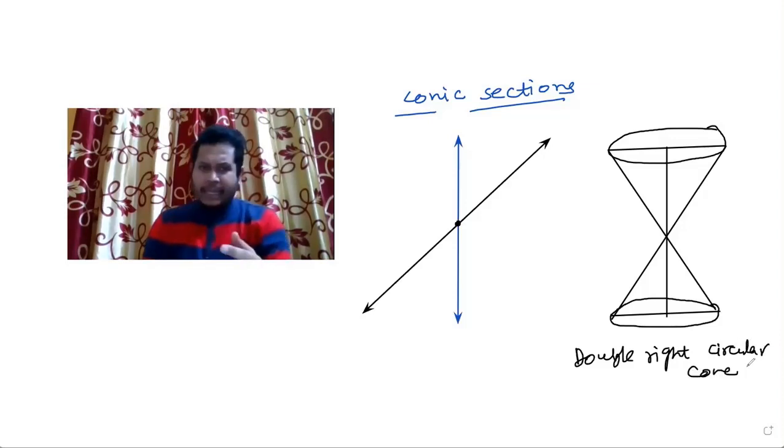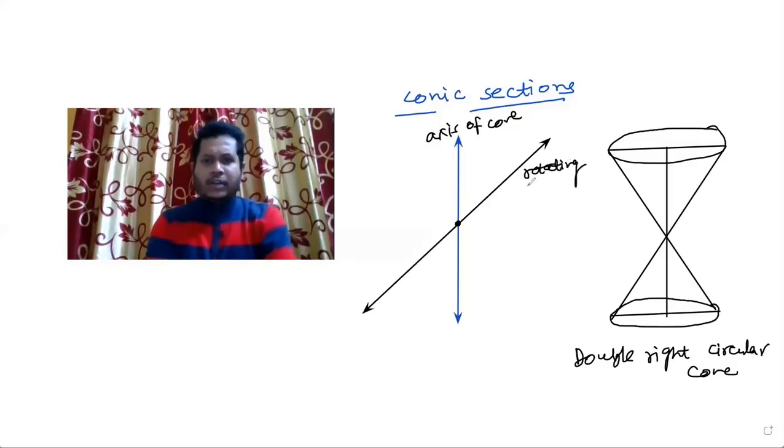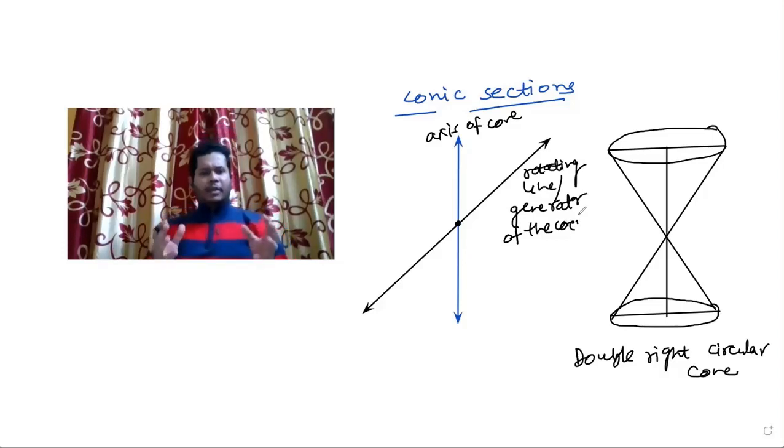Now, the line that was initially the fixed line is called the axis of the cone. And the line which was rotating is called the rotating line, and you can also call it the generator of the cone. So basically this line is generating a cone due to its revolution around this fixed line.